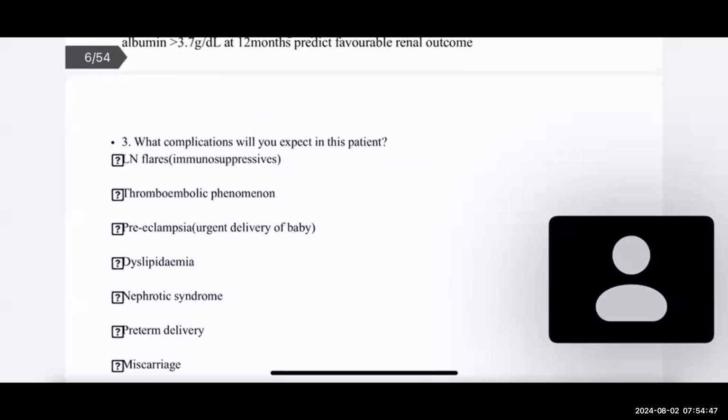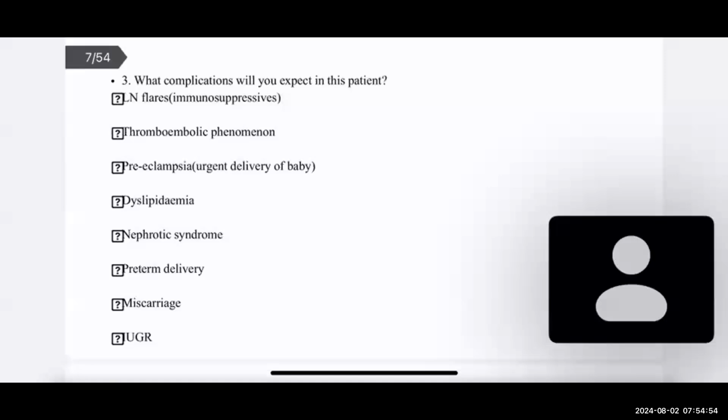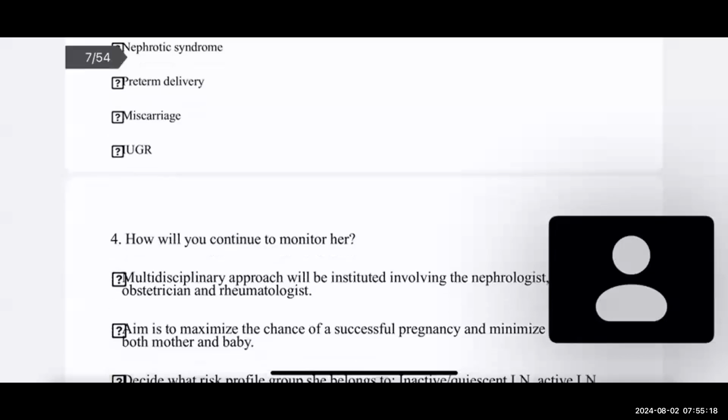The answer for question 3, what complications do I anticipate in this patient? One of the key complications I'll be looking out for is lupus nephritis flares. And then thromboembolic phenomena. Preeclampsia is a very common complication that patients who have SLE pregnancies can have. Dyslipidemia, I would anticipate that. Nephrotic syndrome, preterm delivery, miscarriage, and intrauterine growth restriction are also some of the complications I'll be looking out for.